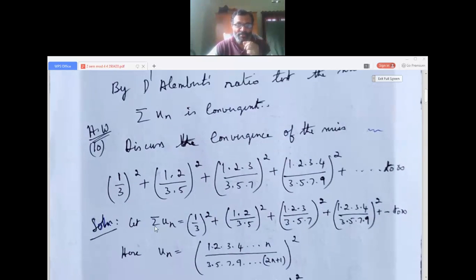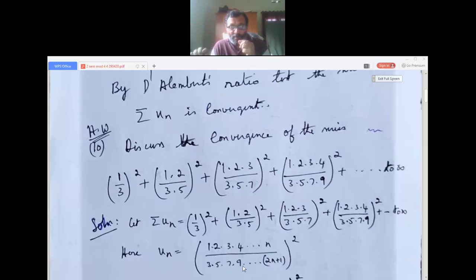u(n). What is u(n) in this? So u(n) will be equal to 1·2·3·4 till n divided by 3·5·7·9 till, that is odd terms, that is 2n+1, that's the nth term. You know how to find the nth term. There is a common difference here, 3 plus 2 is 5, 5 plus 2 is 7, 7 plus 2 is 9, I told you in the previous classes. So the nth term can be found out by using the formula a + (n−1)d. That is nothing but 3 + (n−1)·2. So 3 + (n−1)·2 means it will be 2n + 3 − 2, that is 2n+1. Very simple.